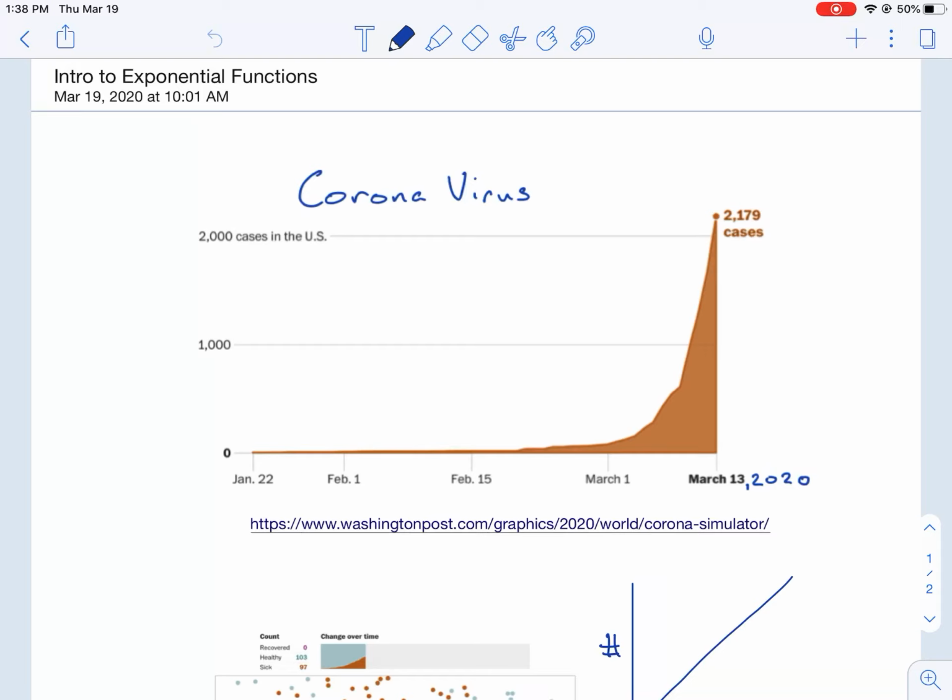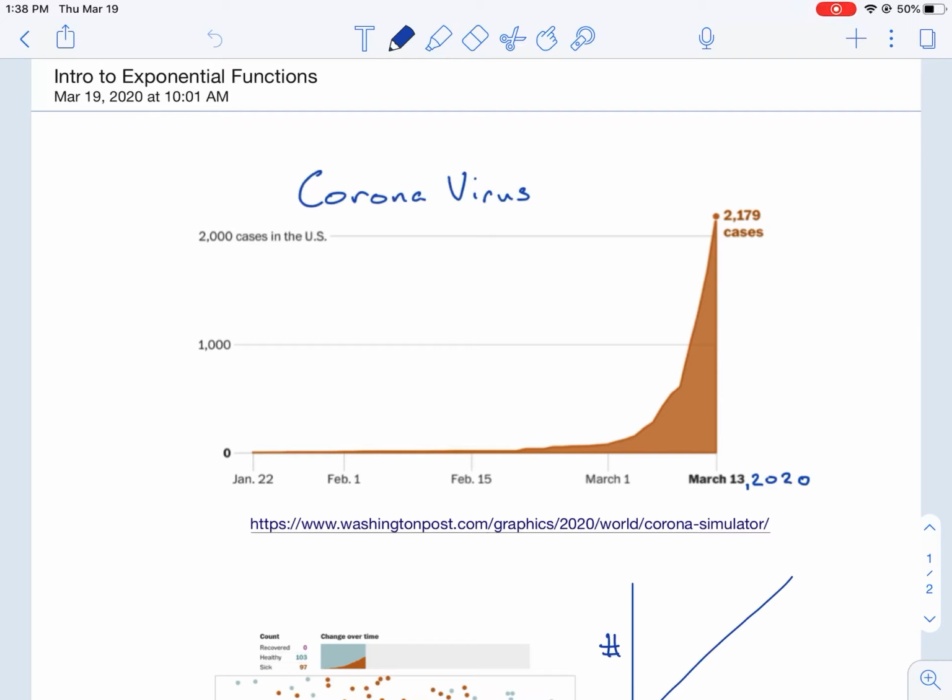This section looks at exponential functions. In general, mathematicians are interested in how things change. Exponential functions can be shown in a variety of situations. Today I'm going to look at the coronavirus.